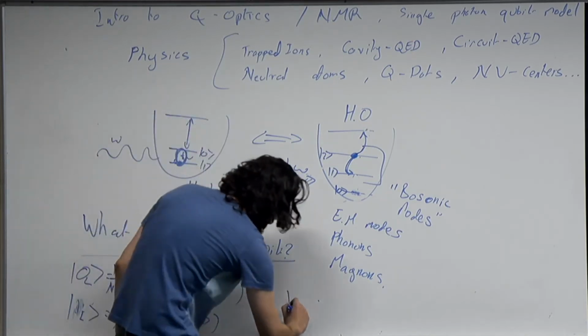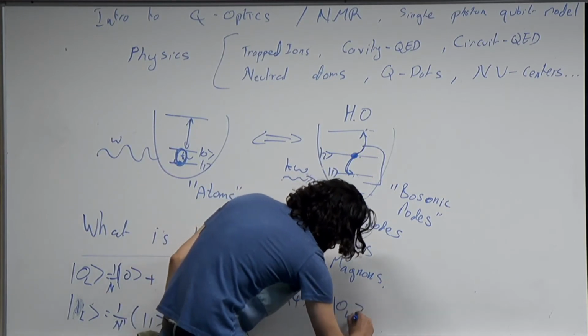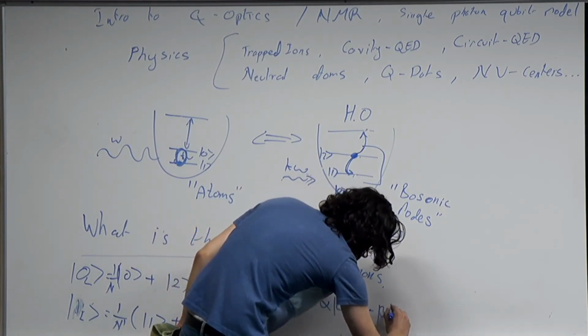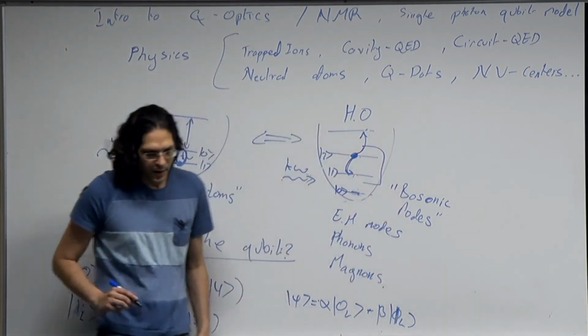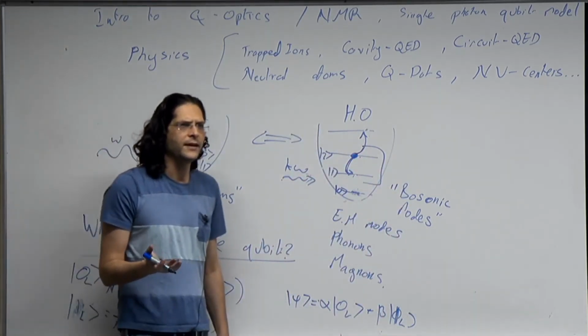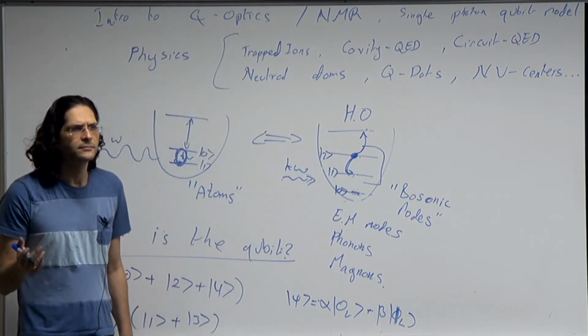Okay, so your psi qubit would be some alpha 0 logical plus beta 1 logical. Okay. But now you're asking, why do you want to do that, right? Is this clever or is this stupid? Anyone have an opinion?